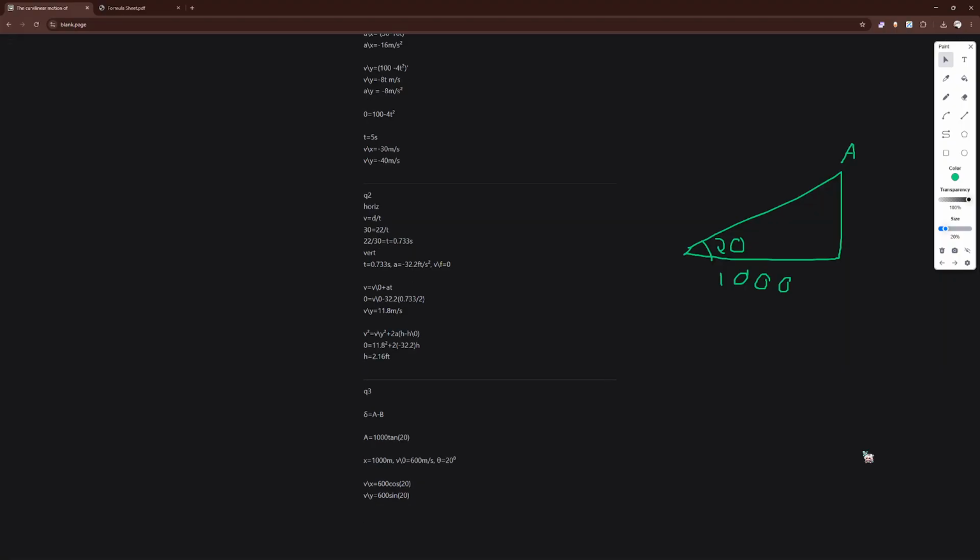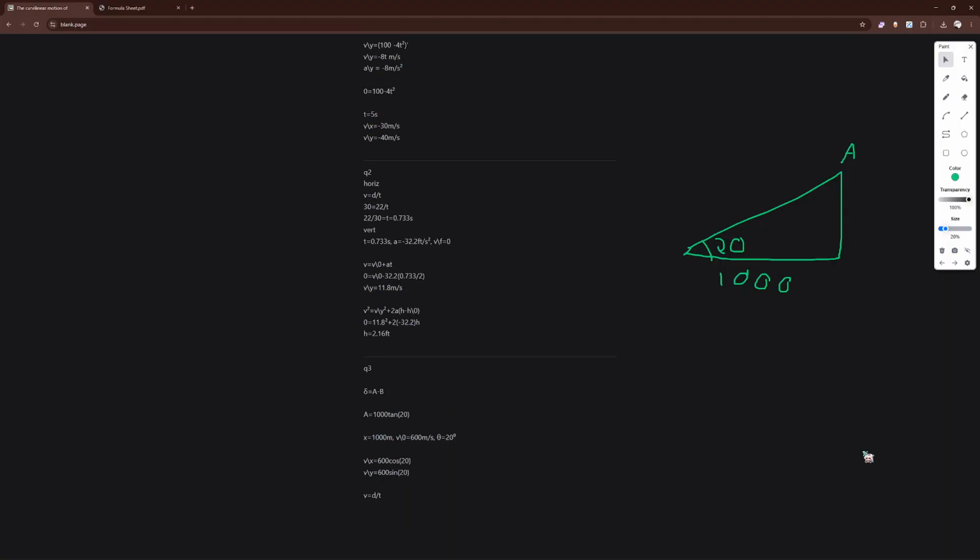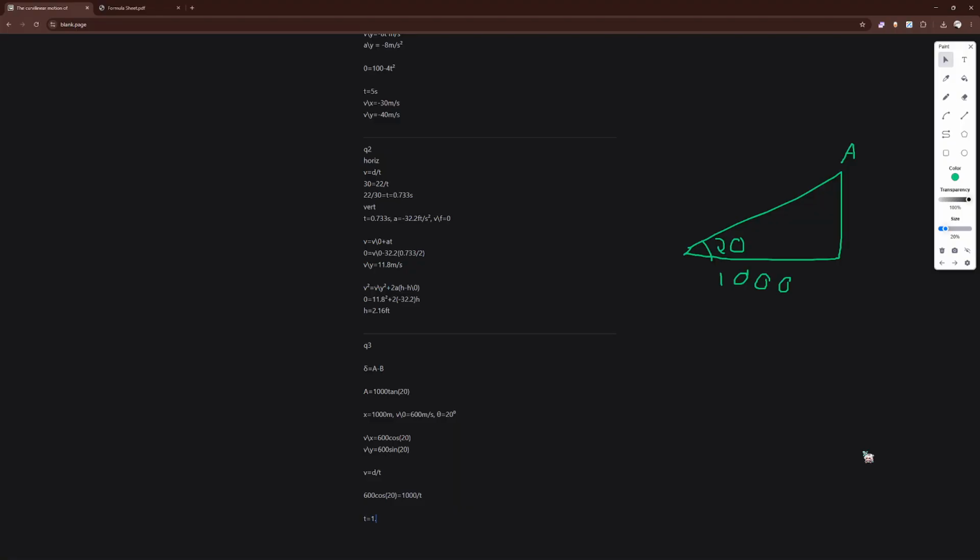Now we just need to calculate the time. Remember, we have v equal to d over t in the x direction, horizontally. So we have our Vx, 600 cosine 20, which you can compute if you want to. I don't want to, so I'm going to leave it like that. It is equal to 1,000 over t, right? And we're looking for t, so we're just going to go 1,000 divided by 600 cosine 20. Put that in your calculator. Make sure you're in degrees.